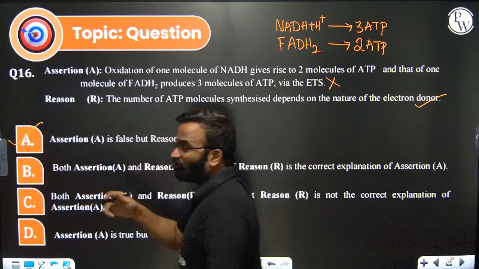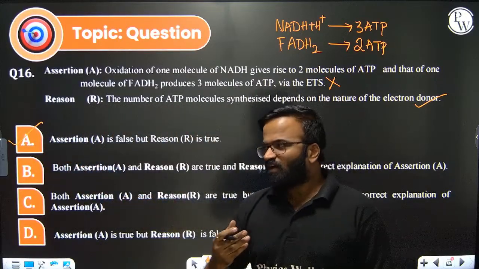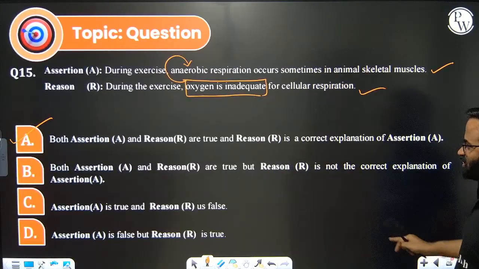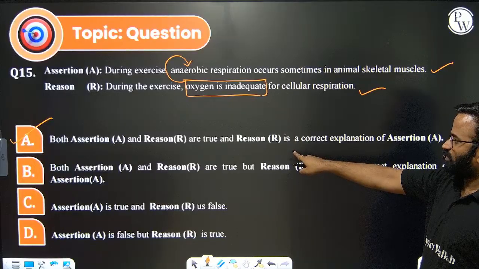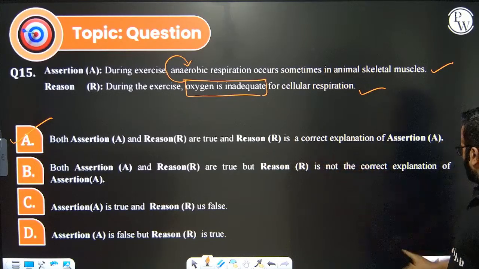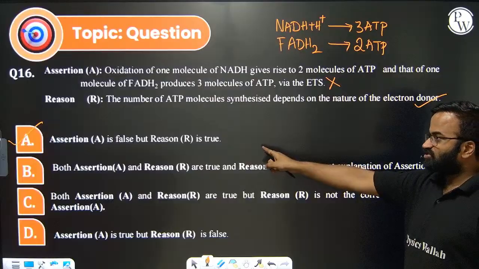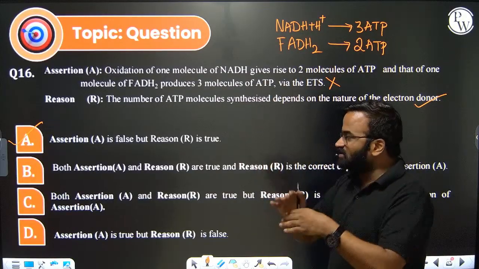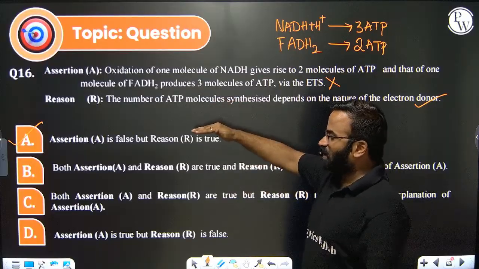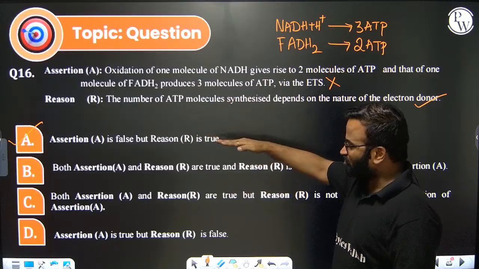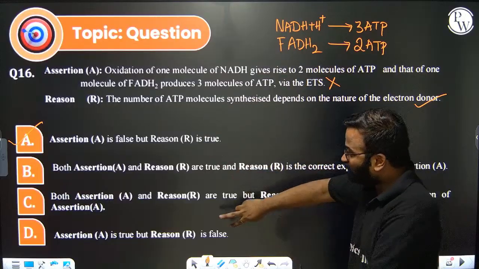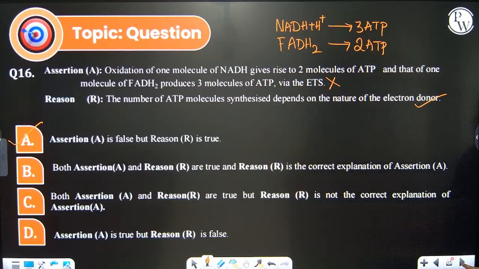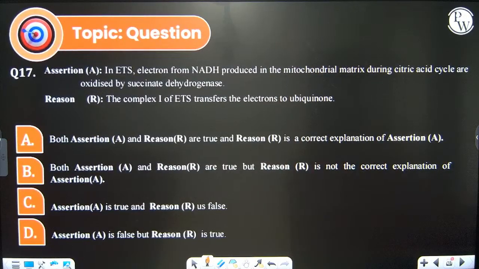I don't know how many of you have keenly observed. If you see here, my first statement over here is both are right and right explanation. Over here, assertion is false and R is true. That means in the initial years, the format was A and R are true, right explanation, not explanation. But now even these are being shuffled. So please pay attention. Let's see the next question.